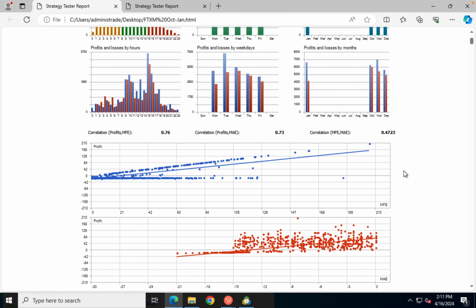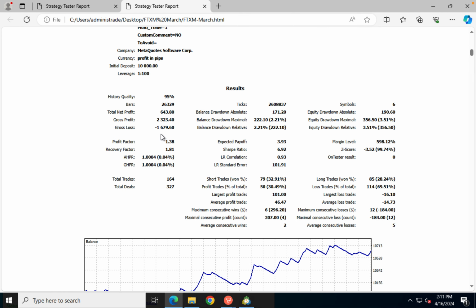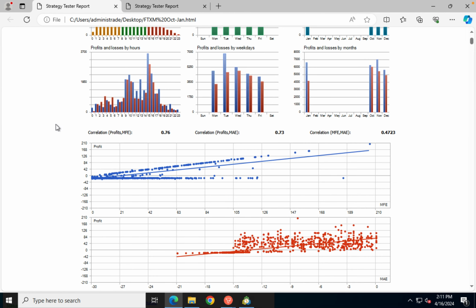So since I've got February and March already, I decided I would do October to January. So if you remember, this is March, $643. And for February, it did about $357. So let's take a look at how it did for the 4 months prior. So it gives us a picture of 6 months total, right?